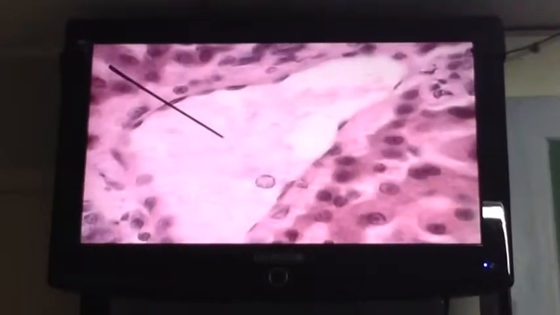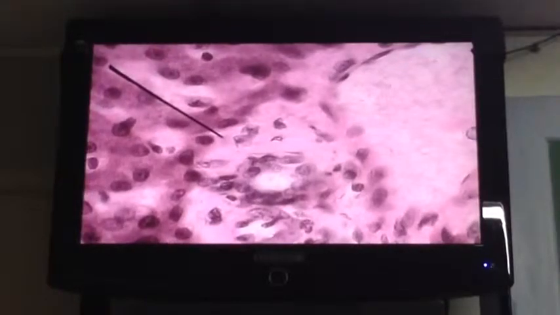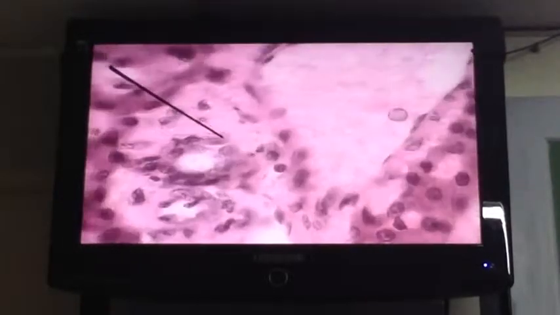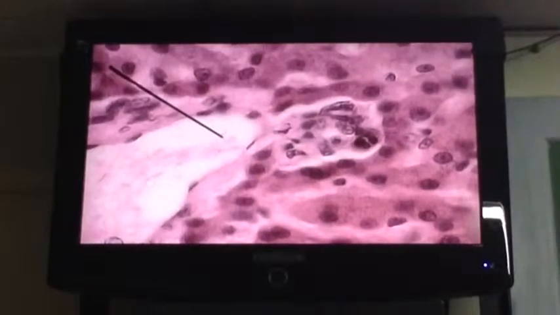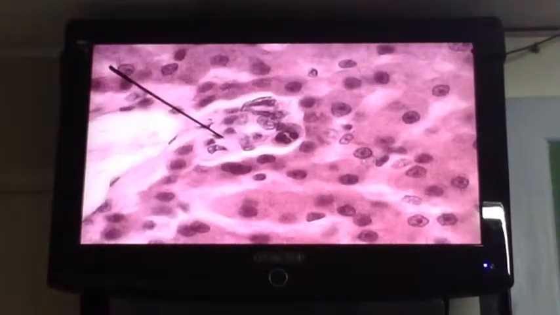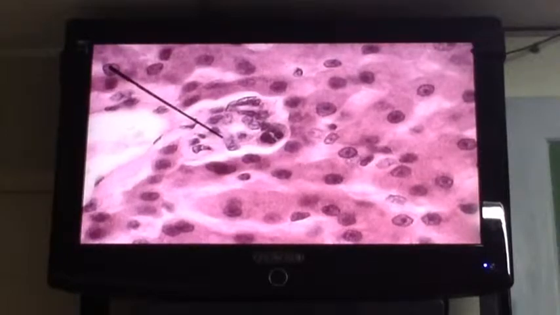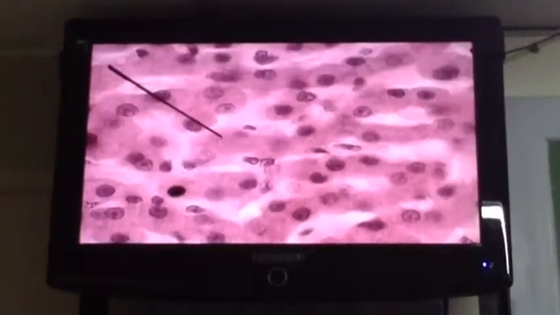Okay, now this is the slide we saw earlier. So this is the vein. Oh, it's the other way around. This is actually the bile duct. Notice the lining epithelium, simple cuboidal. And this appears like a hepatic artery, but it appears a little bit distorted, and we cannot really say.